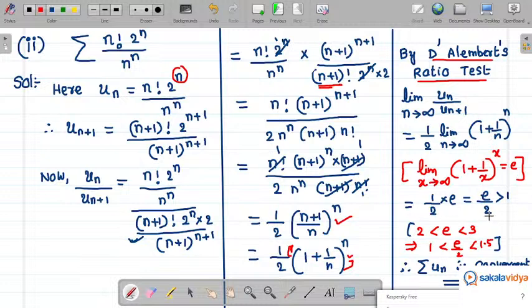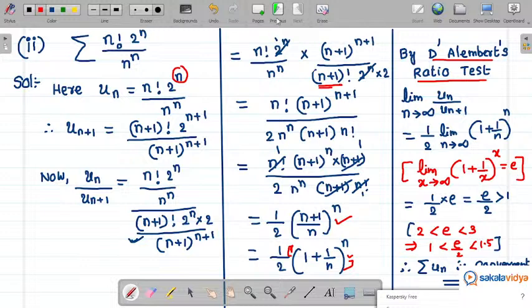We need to check whether e by 2 is less than 1 or greater than 1. As the e value is 2 point something, it lies in between 2 to 3. Divide throughout by 2. So 1 is less than e by 2, which is less than 1.5. Obviously e by 2 is greater than 1. So therefore sigma u_n is convergent. I hope it's very clear to you.